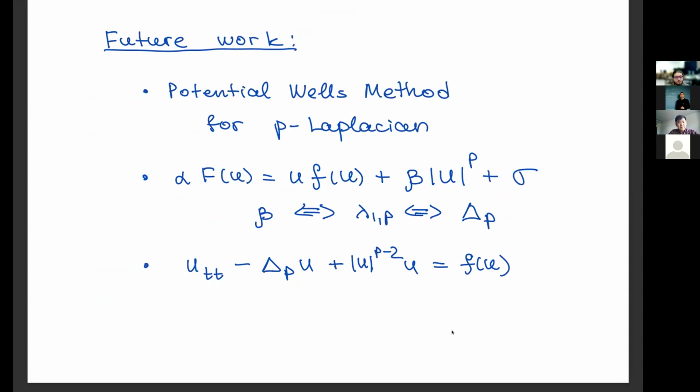So for future work, we're almost done with the potential well method for the p-Laplacian. Here our condition on the nonlinearity will have this term beta, where beta will depend on the first eigenvalue of the p-Laplacian, and will apply to some kind of nonlinear Klein-Gordon equation in this term.